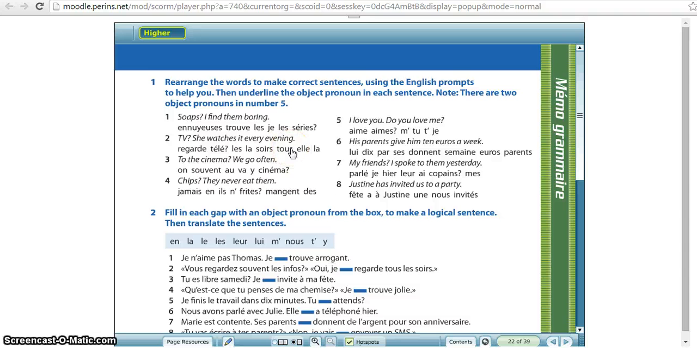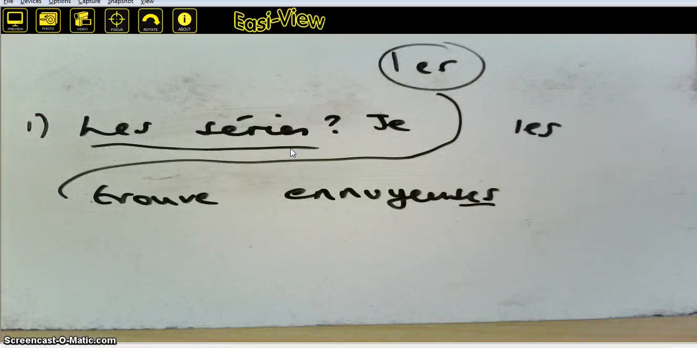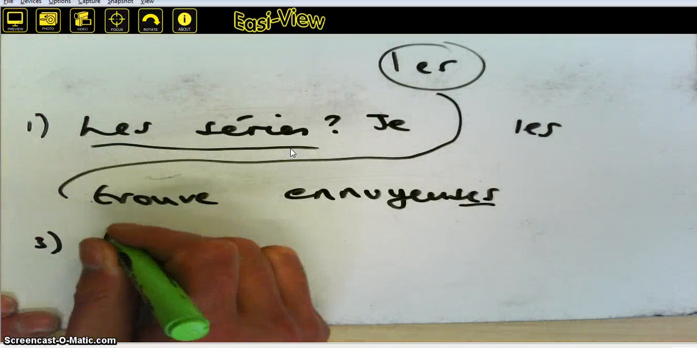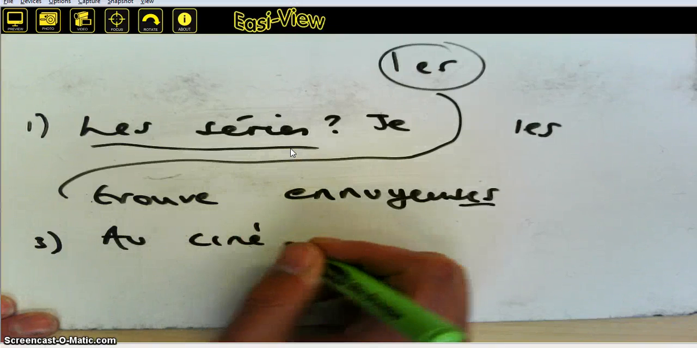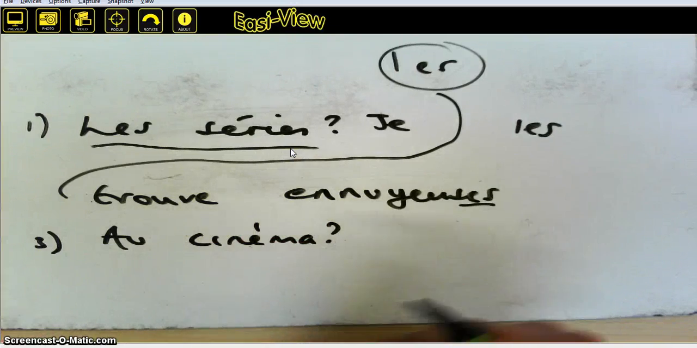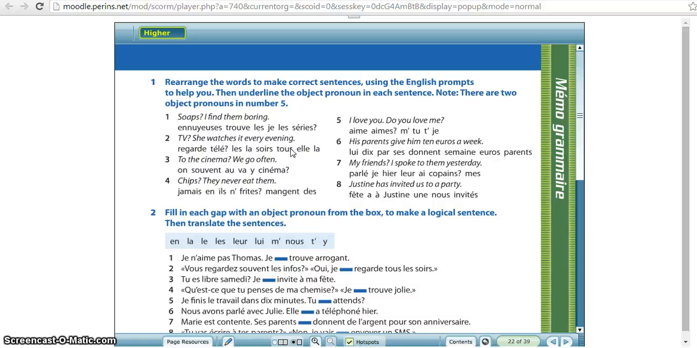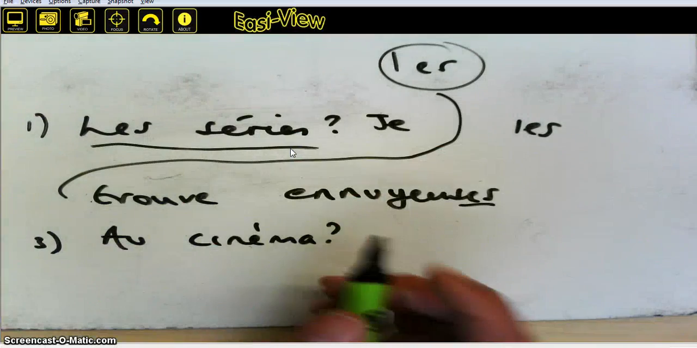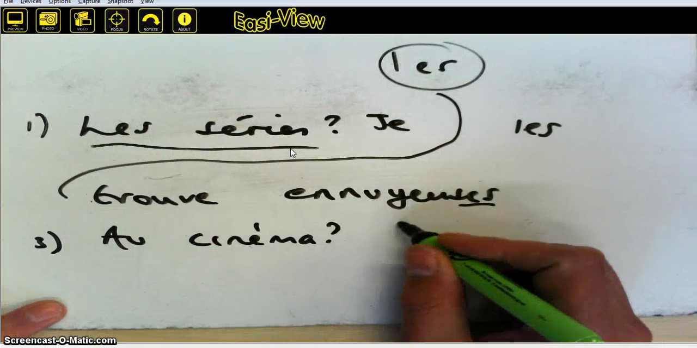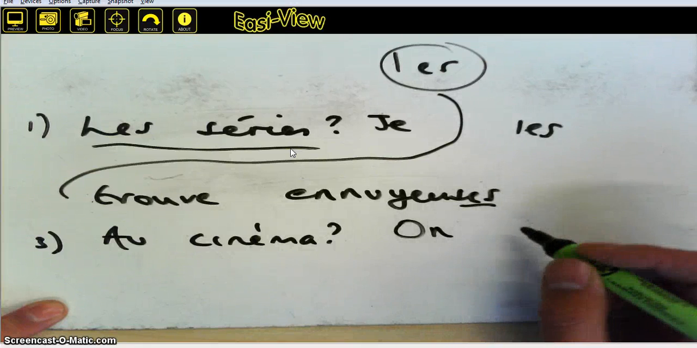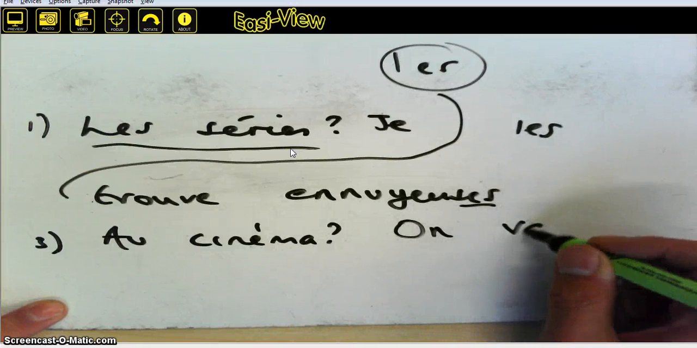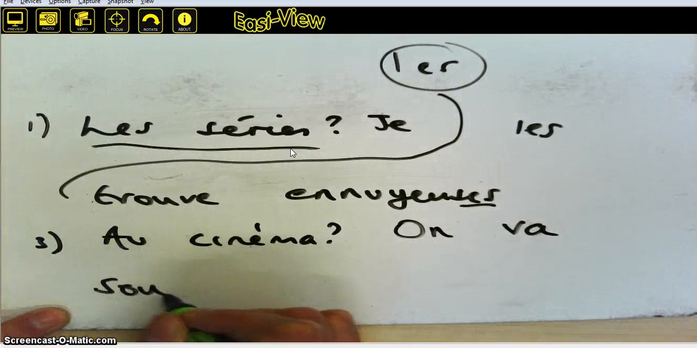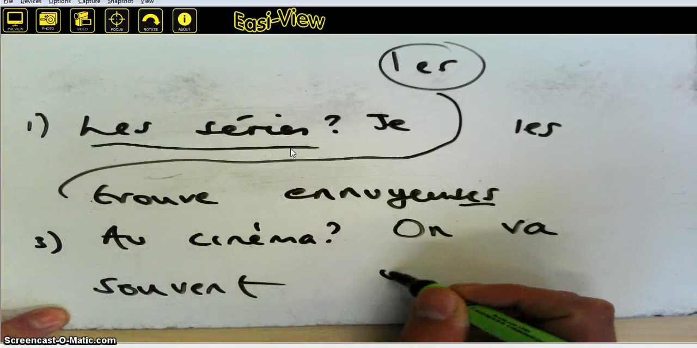So let's do the bits that we know first of all. So the first part is going to be to the cinema, which is just merely going to be numéro 3, au cinéma, question mark, so to the cinema, and then we then want to be able to say we go often. So the words that I've got still are en, va, souvent, and then I've got the word y.